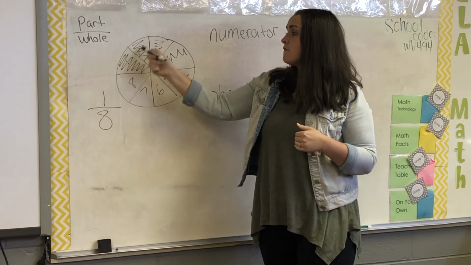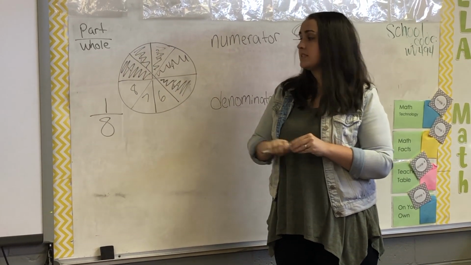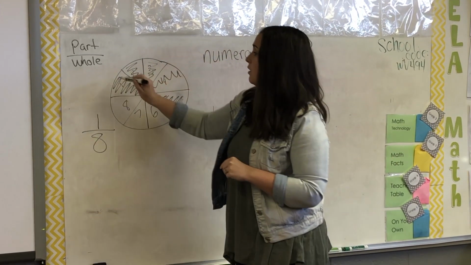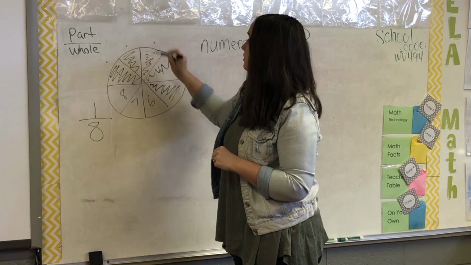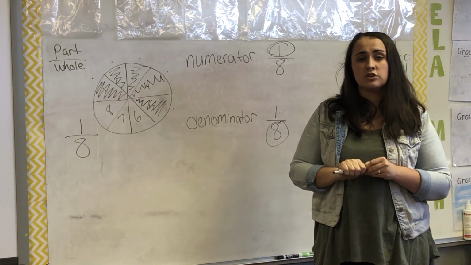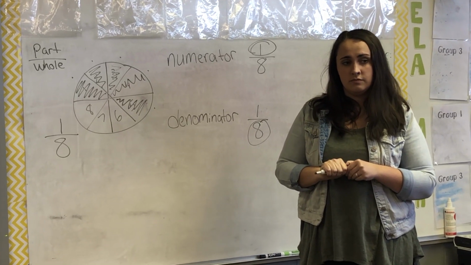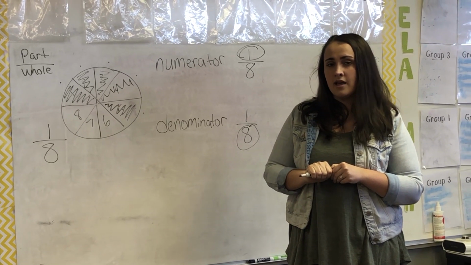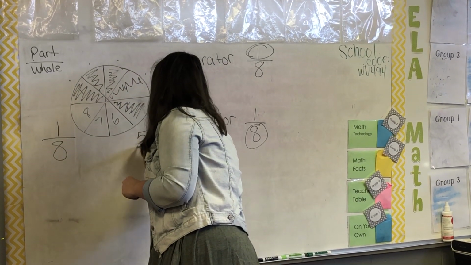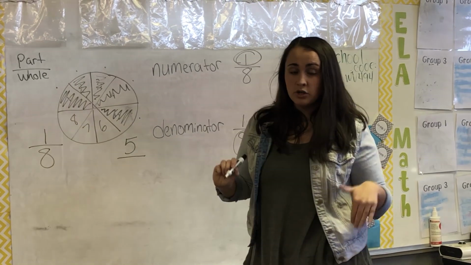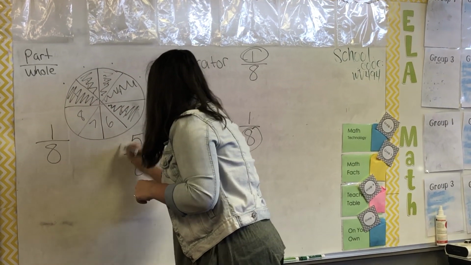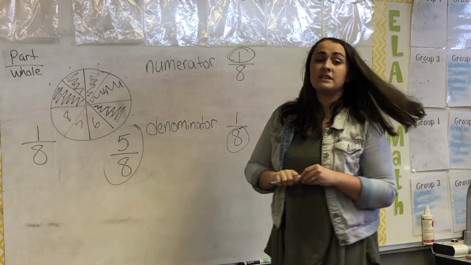So if every person in your family ate a piece of pizza, how many pieces out of your whole have been eaten? Let's count them. We have 1, 2, 3, 4, 5. So what fraction of the pizza did your family eat for dinner that night? You gotta think about it. Good. We have 5 pieces. And how many total pieces were in your pizza? 8. So you have 5/8 of your pizza that has been eaten.